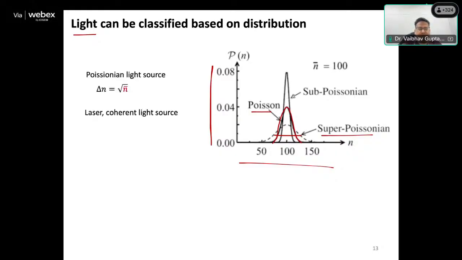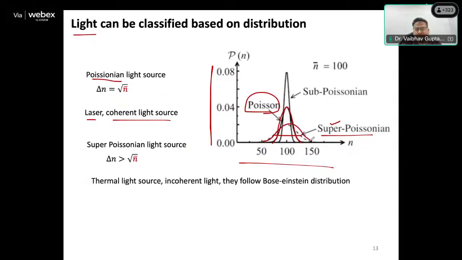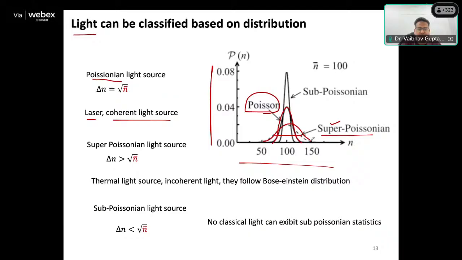So there are three kinds of light sources. The first are light sources which follow Poissonian distribution, for example laser light or coherent light sources, and they always follow Poissonian distribution. The second kind is super-Poissonian light sources. For example, all the thermal light sources or incoherent light sources, such as LED light bulbs or tube light, follow this kind of distribution, or one can also say Bose-Einstein distribution. The third is sub-Poissonian distribution.